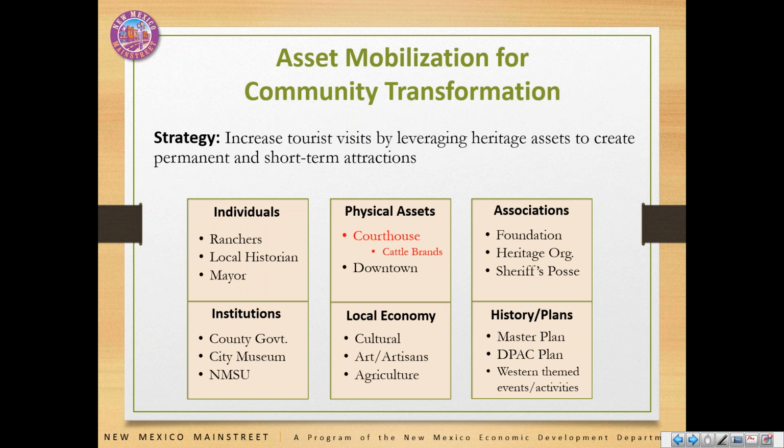I've also pulled out other assets that we might engage in this process. Under individuals, we have ranchers because we're going to be focused on these ranching cattle brands, a local historian in the community, and the mayor as well, because he is very into the pioneering families and the history of Carlsbad, where the Eddy County Courthouse is located. In addition to the courthouse as a physical asset, we would absolutely be utilizing the downtown district because that's where the courthouse is located.